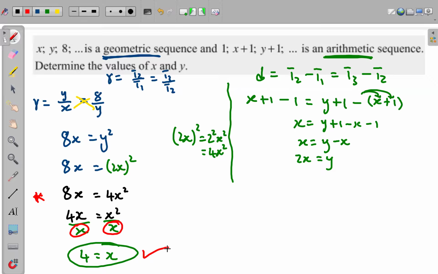When the question also said to you, determine the values of x and y, suggesting that you could have more than one value for x. So please don't do that. Whenever you have a quadratic, no, fundamental principle of algebra, right? You must anticipate 2 solutions. So how do I get my 2 solutions here?